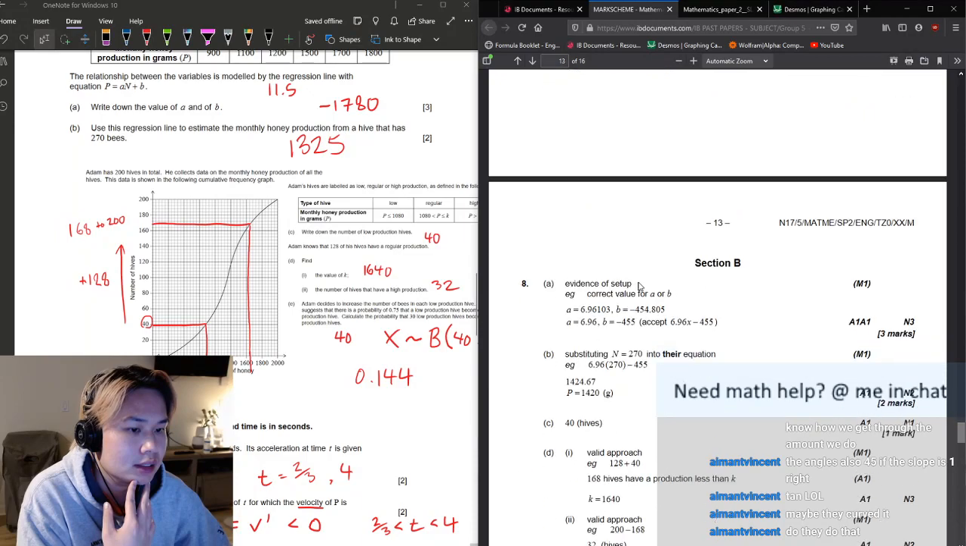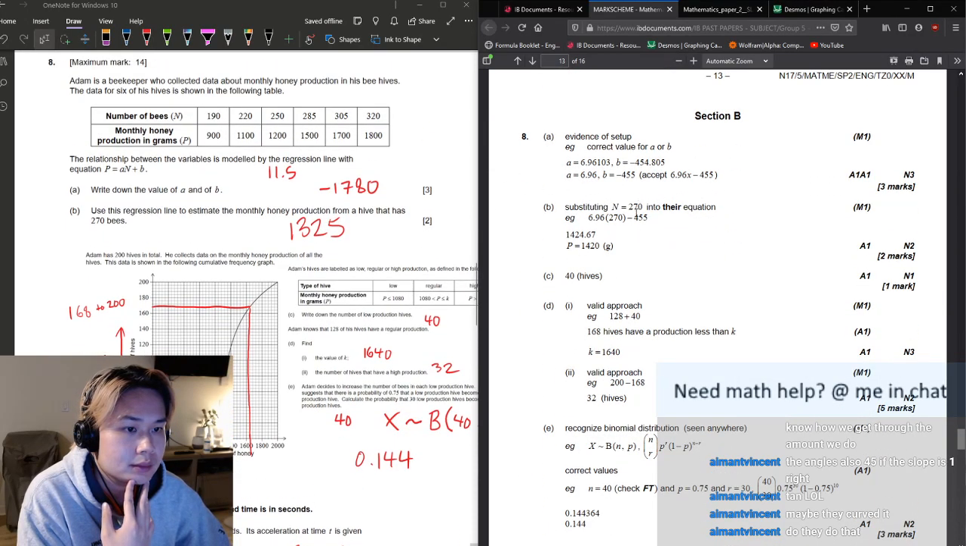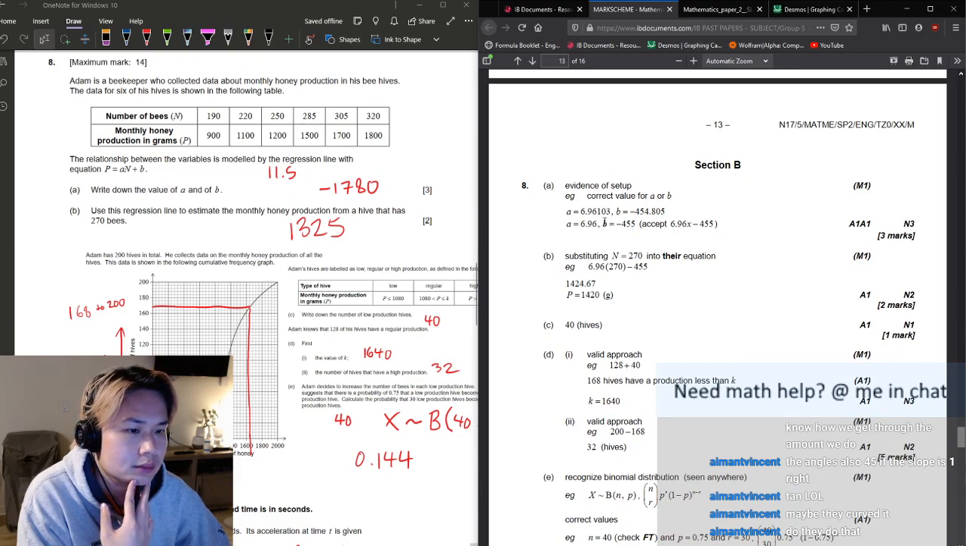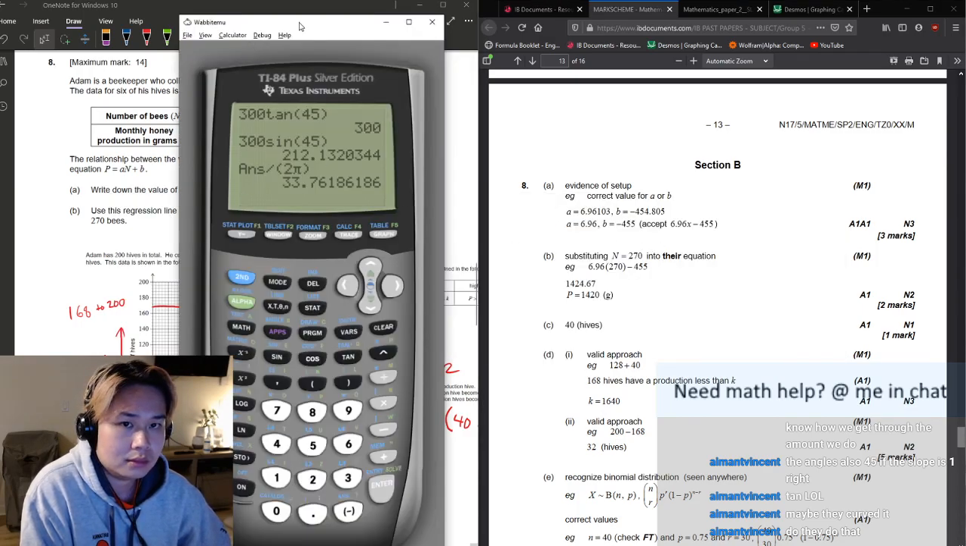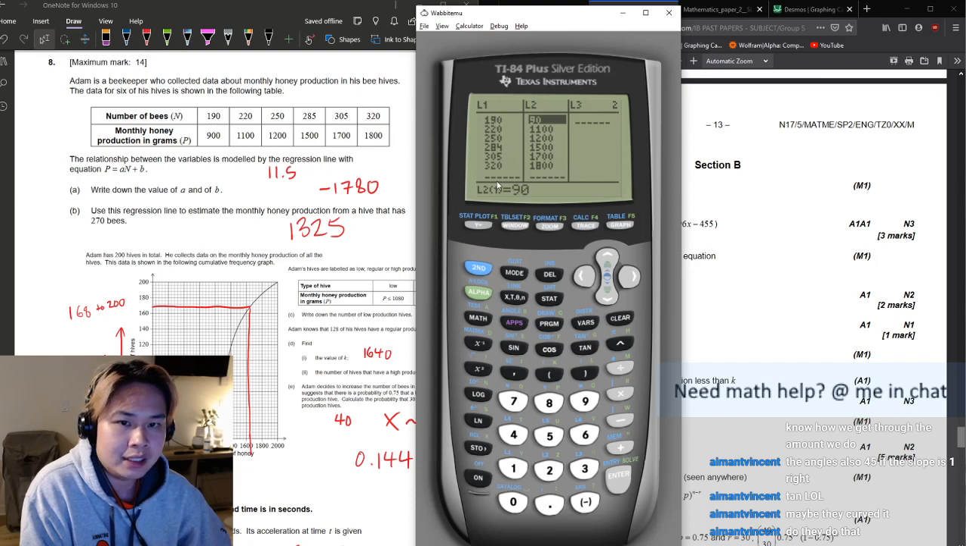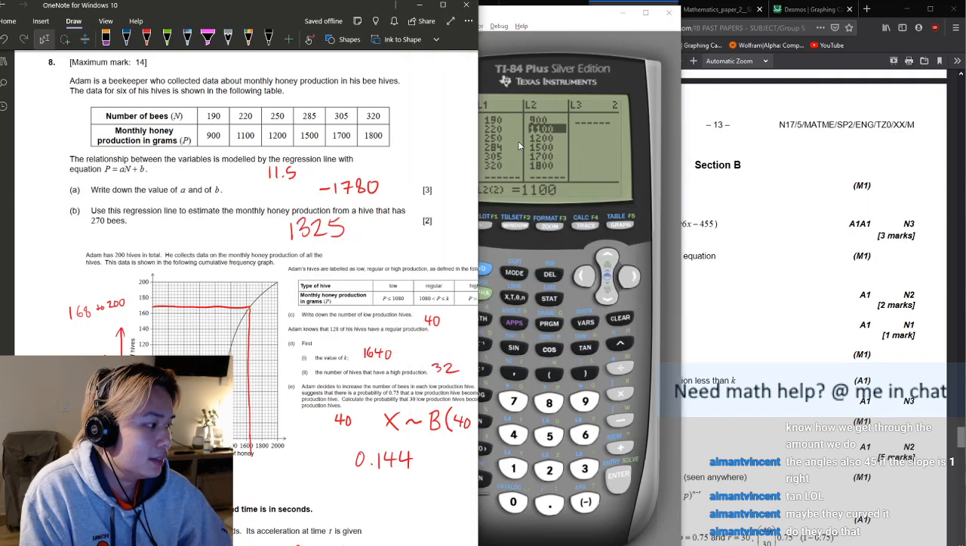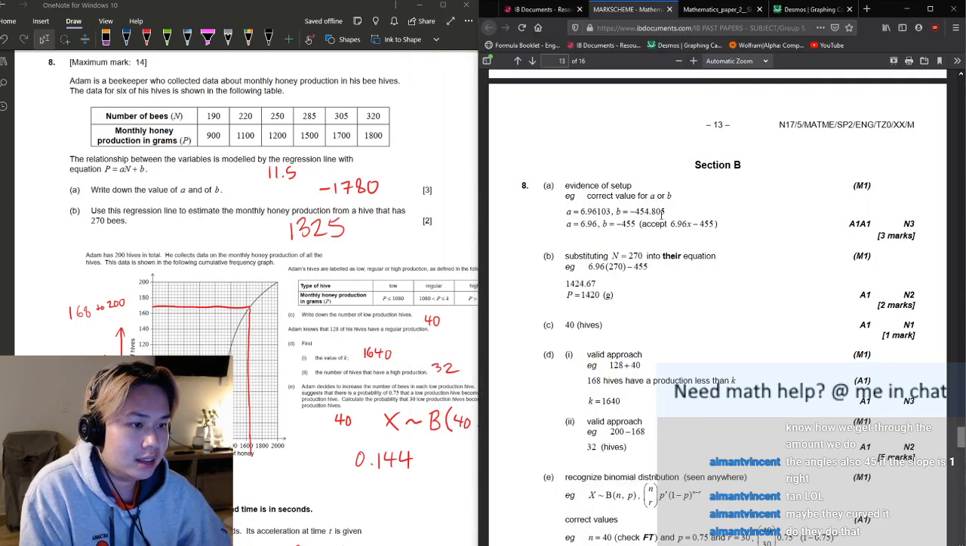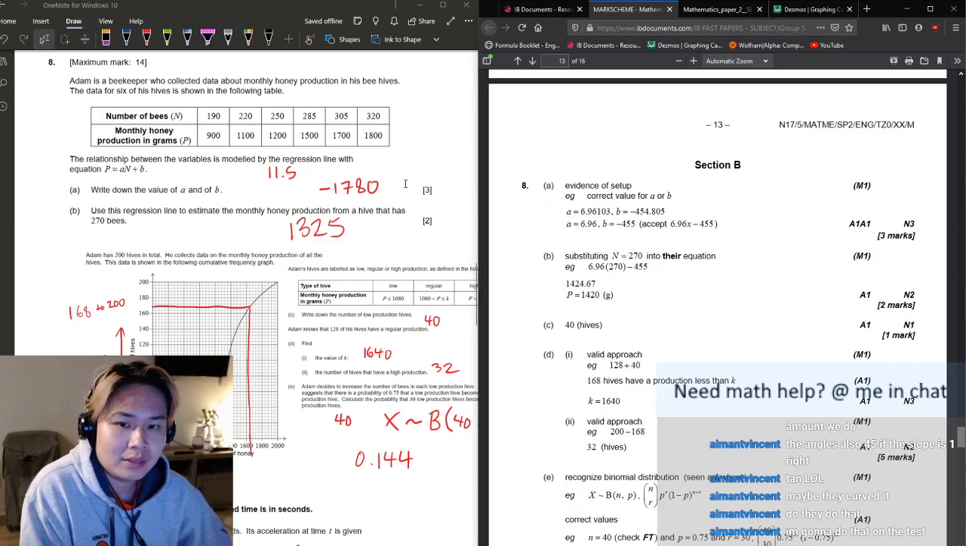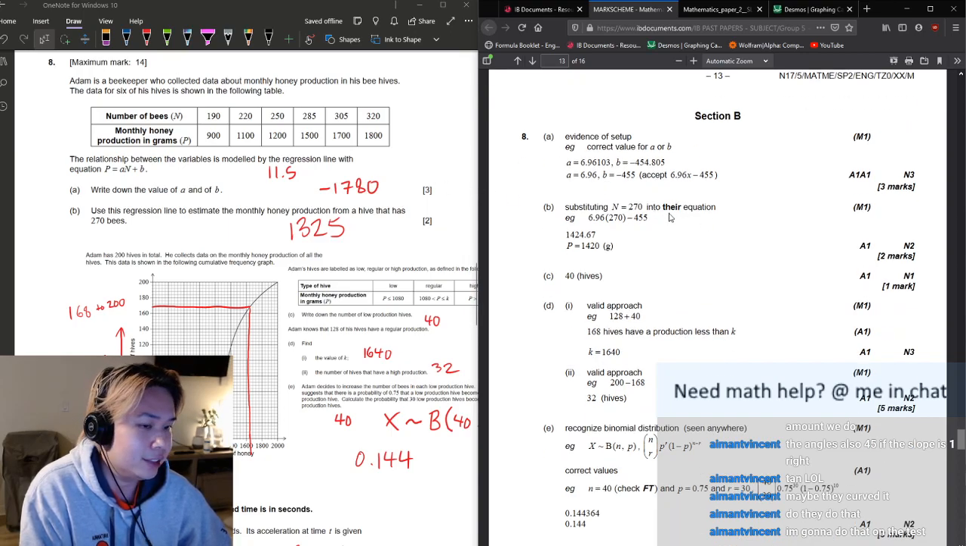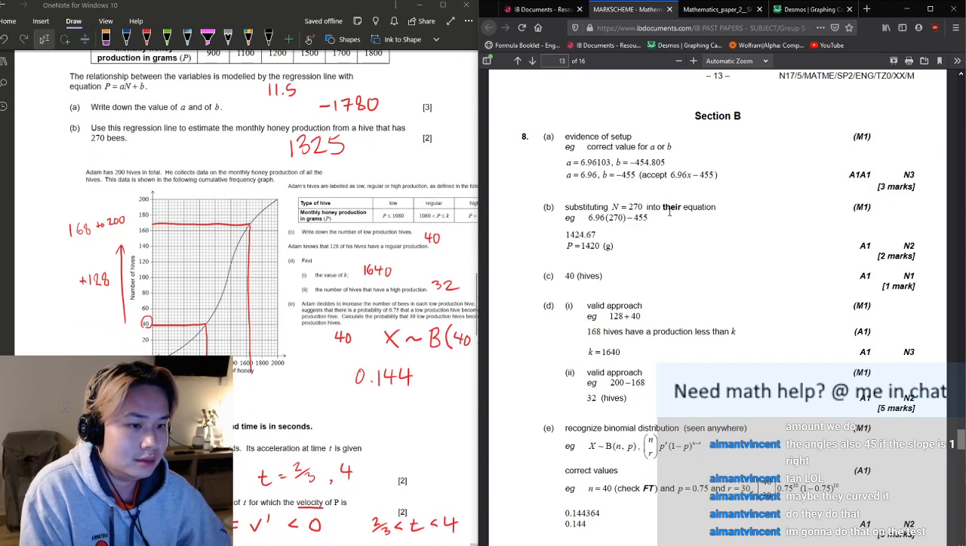Okay. Why is my linear regression equation completely wrong? I have the right lists, I think. Oh, shoot. This should be 900. I guess that messes up everything. Okay, so I guess I messed this one up. However, I substituted into my equation correctly, so I get full marks for the second part. Whoops.